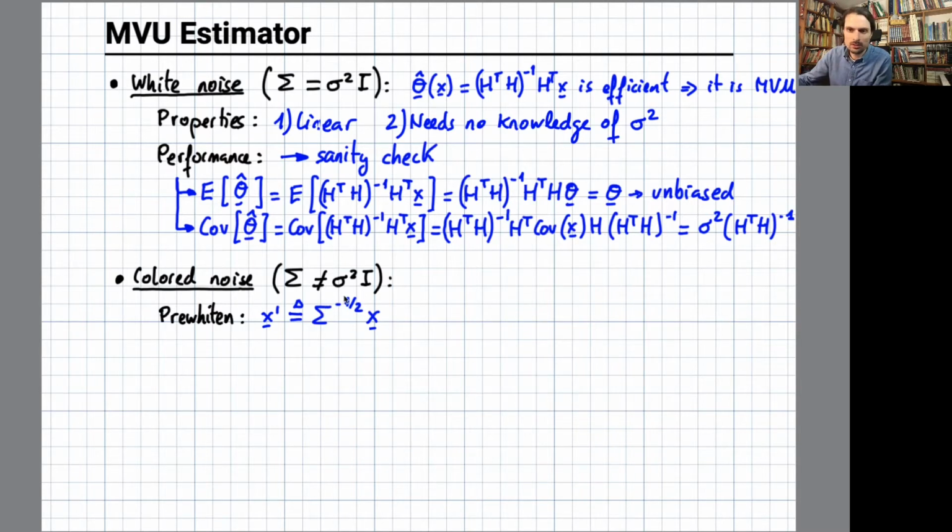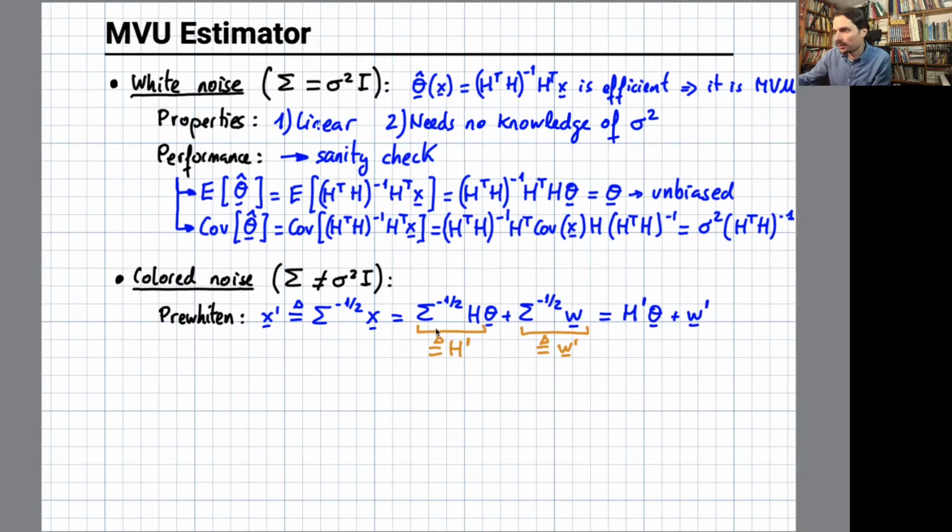Just by substituting the equation of our model, we obtain that this is our transformed data x prime. And here we can define H prime to be the product of these two matrices, and w prime to be this transformed version of the noise.